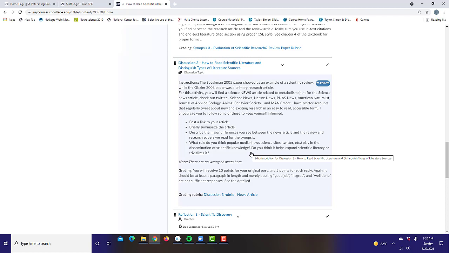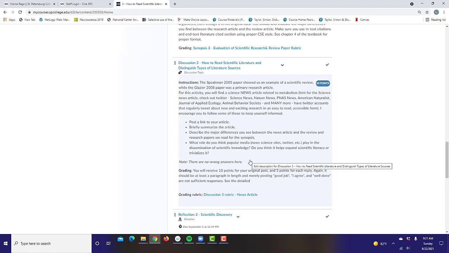We're going to share these news articles because it might actually help others as they're writing their paper to look at a news article that you found. And so it's kind of allowing all of us to join together and find different things that we can all use. You're going to find a news article related to metabolism. You're going to post it into the discussion, a link to the article. You're going to summarize the article, kind of talk about the differences between a news article and the different papers that we read. You're going to answer this last question here.